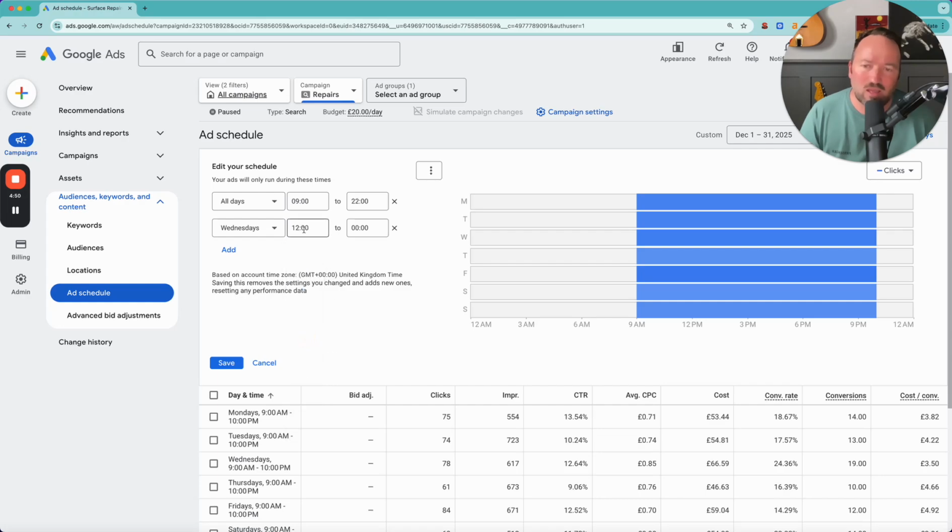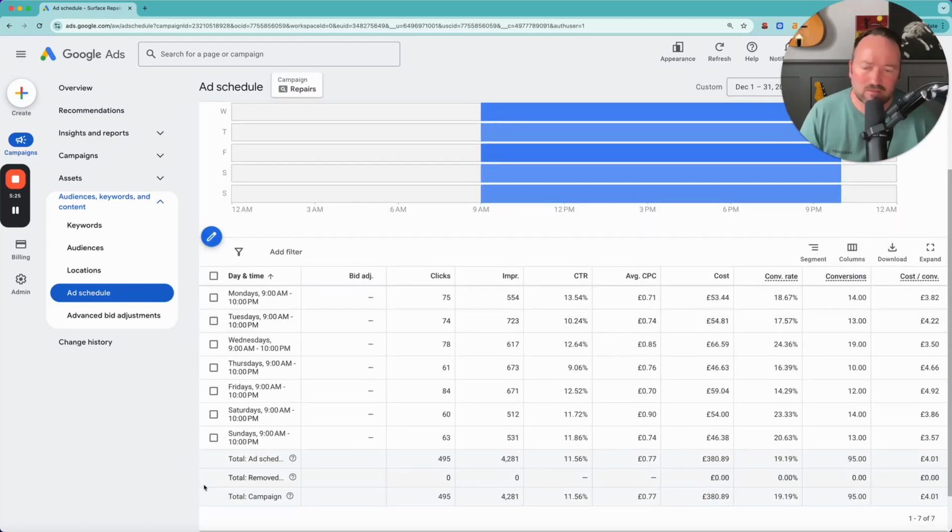You say, okay, I'm going to go 12 noon till 5 in the evening. Or I'm going to go right up to 10 o'clock at night. You can really drill down. So if you've got a limited budget and you want to really target specific days and specific times of the week, then this ad schedule tool is amazing.